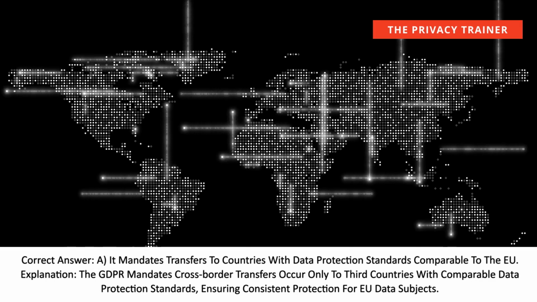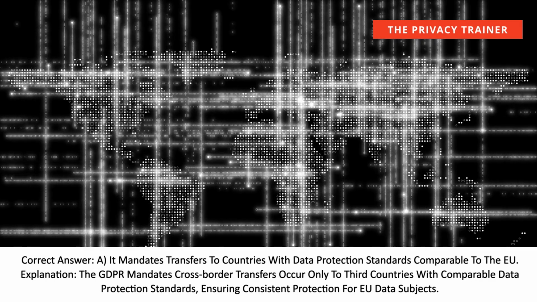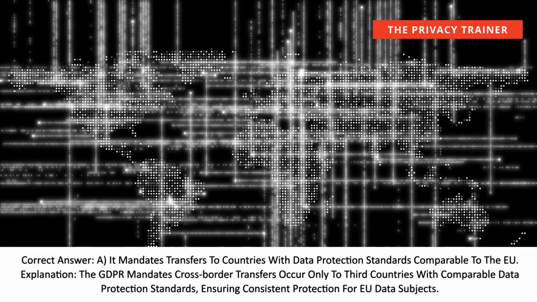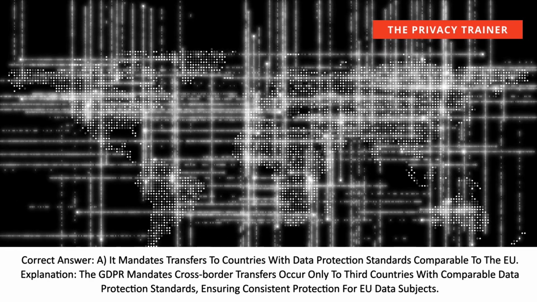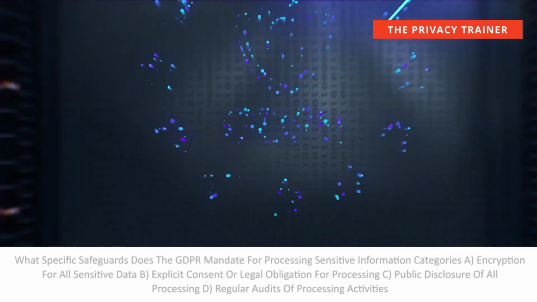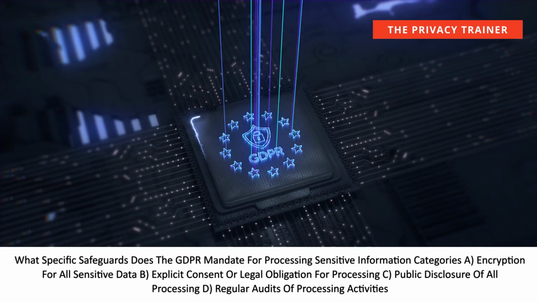Correct answer: A. It mandates transfers to countries with data protection standards comparable to the EU. Explanation: the GDPR mandates cross-border transfers occur only to third countries with comparable data protection standards, ensuring consistent protection for EU data subjects. What specific safeguards does the GDPR mandate for processing sensitive information categories?